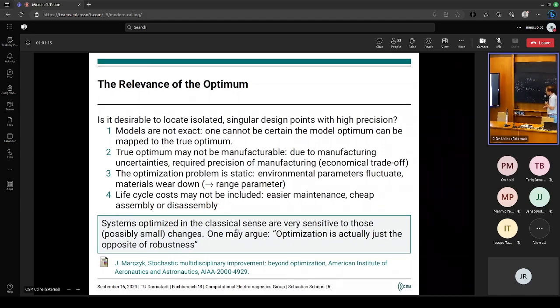I like quite a lot that statement from that paper: optimization is actually just the opposite of robustness. I mean, it's a bit catchy. It's a bit wrong, but also a bit true, right?